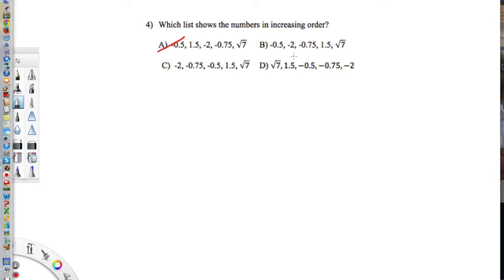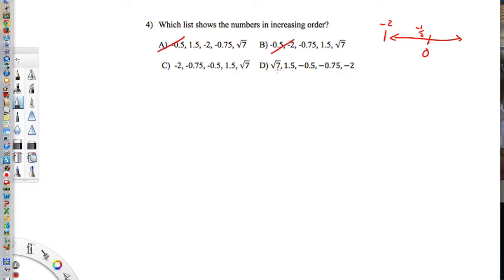Let's look at B here. Now B has a -0.5, a -2. Well, right there I can stop. -0.5 is greater than -2. If I had a number line here, and here is 0, going that way and that way, my -1/2 would be somewhere around there, and my -2 would be all the way over here. It's further away from 0, so wrong. That's not in increasing order. And let's take a look at D.